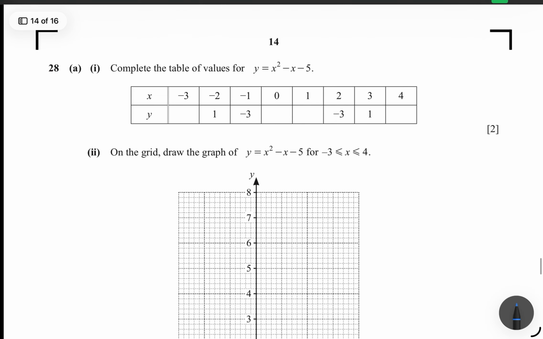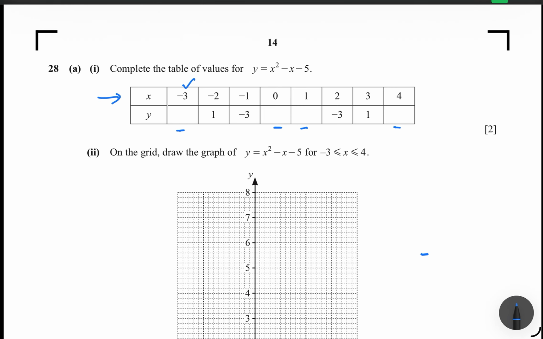Now let's move to the next question, number 28. Complete the table of values for y equals x squared minus x minus 5. So we are given the values of x here. As you can see, this top line is covered and we are missing these 3 or 4 values here. So you are just going to plug in the values of x here. I will show you with one. As this is a calculator paper, you can directly write it down. Y is equal to, it is going to be negative 3 squared minus negative 3. Make sure you put brackets in your calculator, right? And I got this one as 7. So this value is 7.